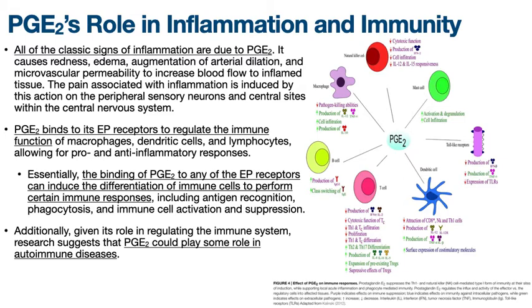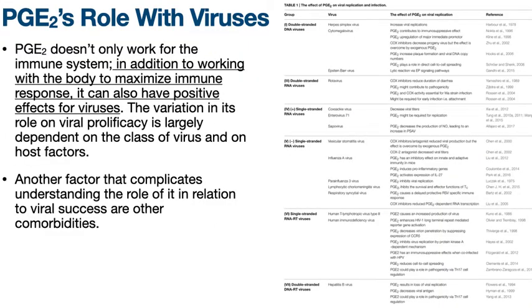And if you look to the right there, this chart that's also brought from the paper I'm reporting on shows the specific effects of PGE2 on different types of immune cells. So if you want to pause it and read those, you can see the various effects that it does have on them. Now we have PGE2's role specifically with viruses.